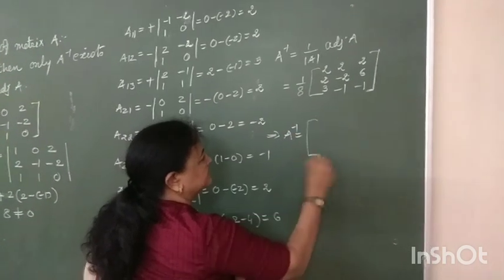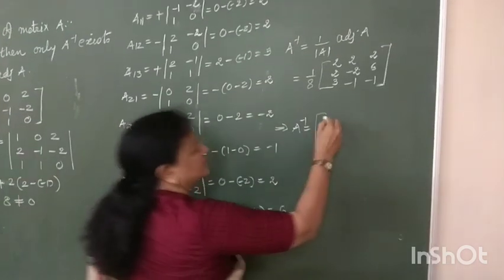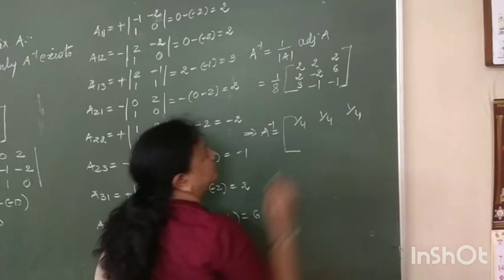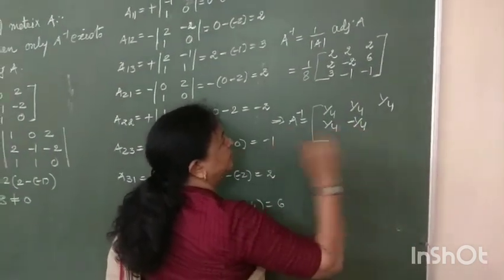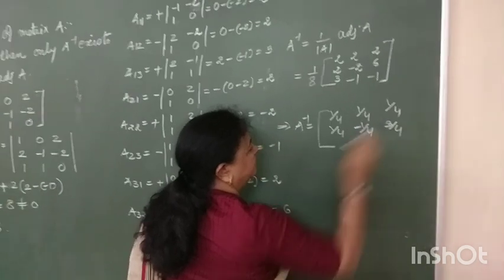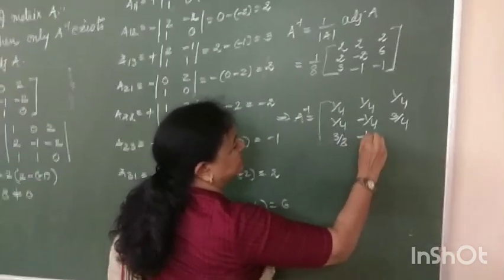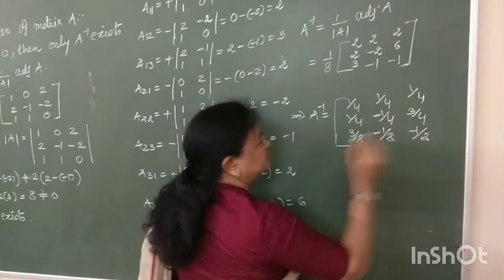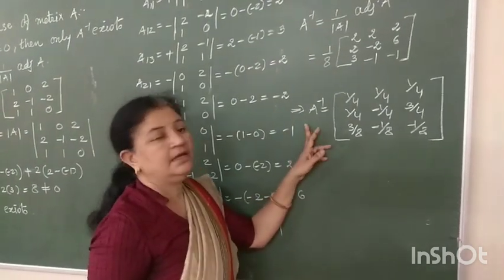So this is A inverse. We just divide each element by 8. So 1 upon 4, 1 upon 4, 1 upon 4, 1 upon 4, minus 1 upon 4, 3 by 4, 3 by 8, minus 1 by 8, minus 1 by 8. This is our A inverse.